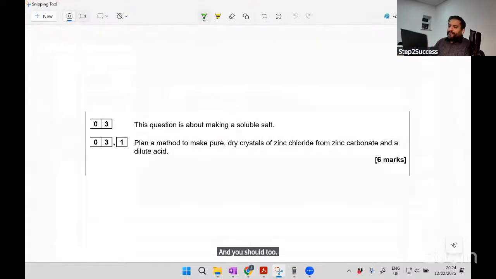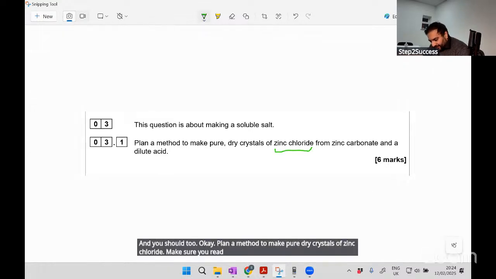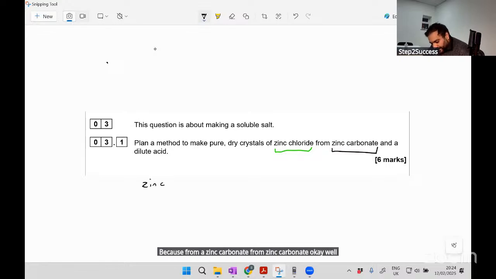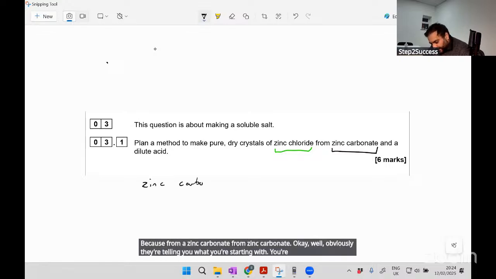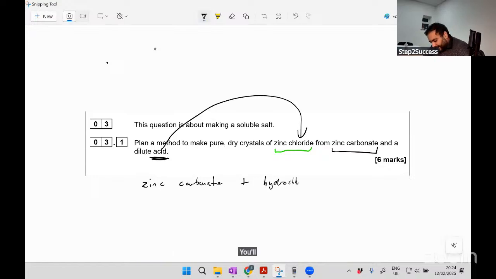Okay. Plan a method to make pure dry crystals of zinc chloride. Make sure you read this bit carefully, because it says from zinc carbonate. Obviously they're telling you what you're starting with. You're starting with zinc carbonate and an acid. The acid you've got to use to get to zinc chloride is hydrochloric acid. You'll get a mark just for getting that right.